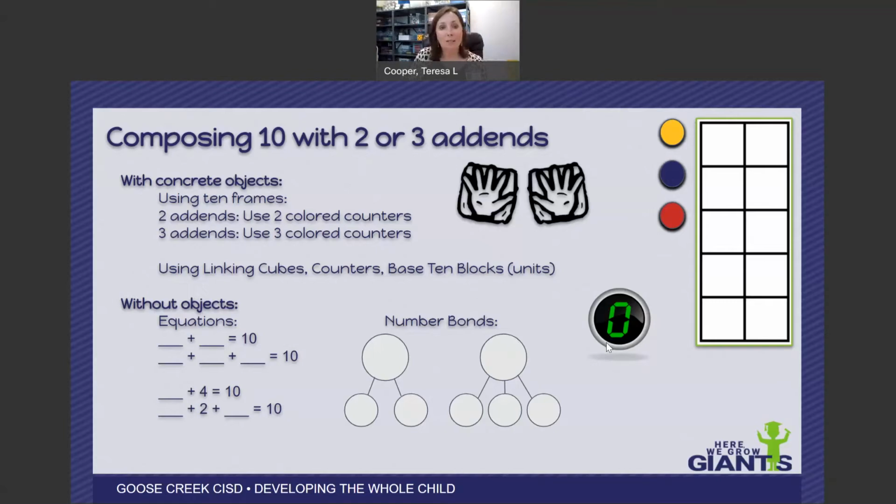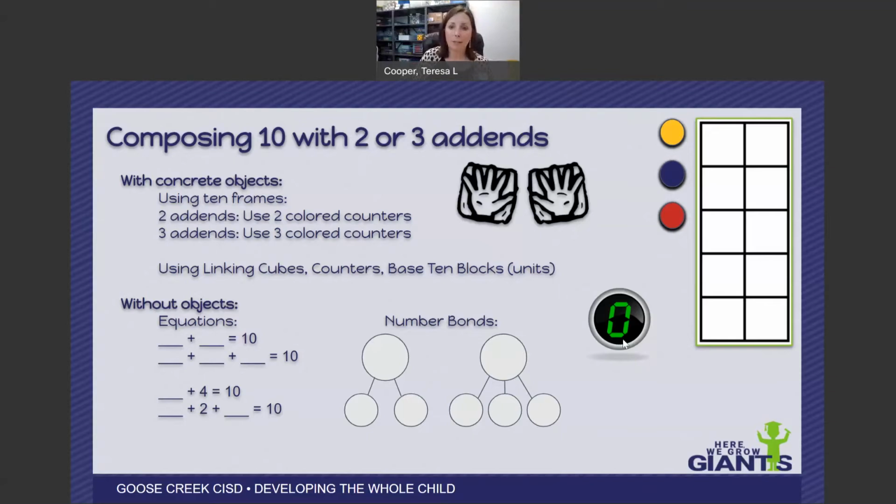And then the other part of this TEK is without objects. So without objects, we could use equations. We might use number bonds. We could use a number line. We could use our hundreds chart. So there's all kinds of other tools that are without objects.